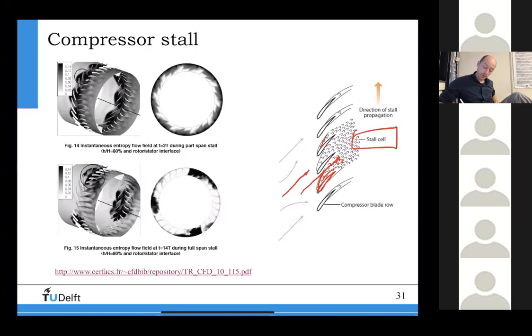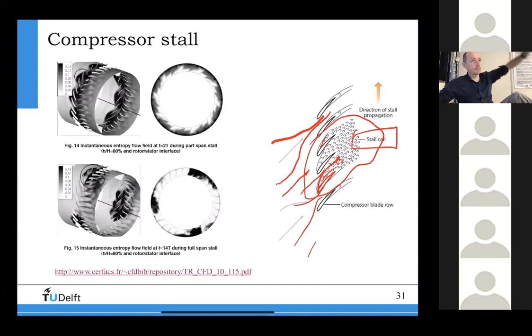Then the flow will not go through anymore, and you will get flow maybe through these passages here. So we have a stall cell. This is called a stall cell. And these stall cells actually can rotate with a different speed than the rotor itself. So you get very strange phenomena that can happen. The direction of the stall propagation, for example, is different than the speed of the rotor. And it's very important also to predict this. That's why there's a lot of research in order to understand when this happens and how to prevent it also.